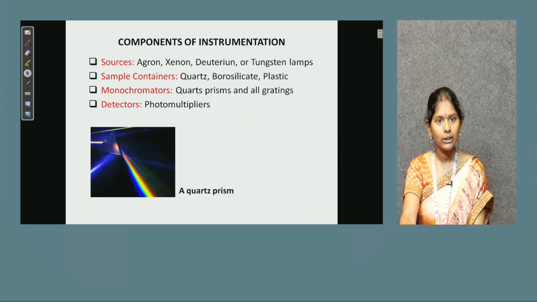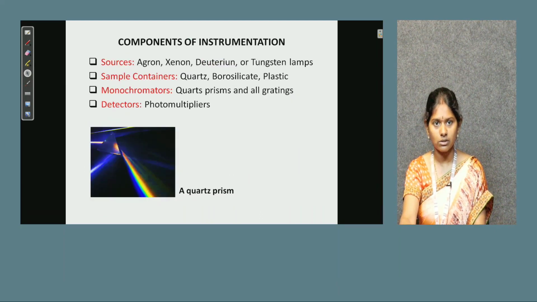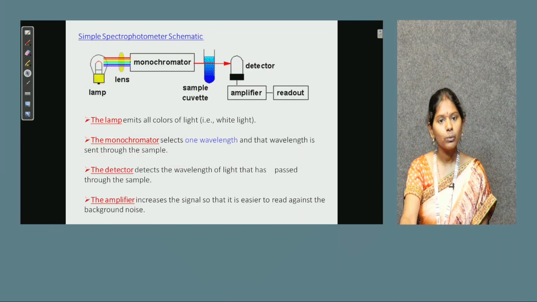What are the main components of UV visible spectroscopy? The first is the source of light, then sample containers, monochromators and detectors. Let's discuss them one by one. What is meant by the source? To provide light of different wavelengths, we need a light source. The light source can be a lamp which emits all colors or a particular wavelength.